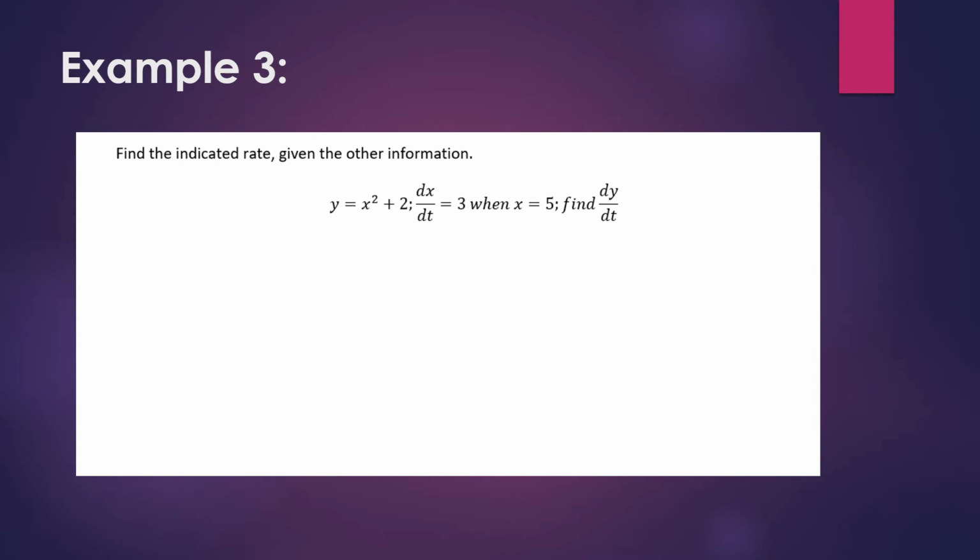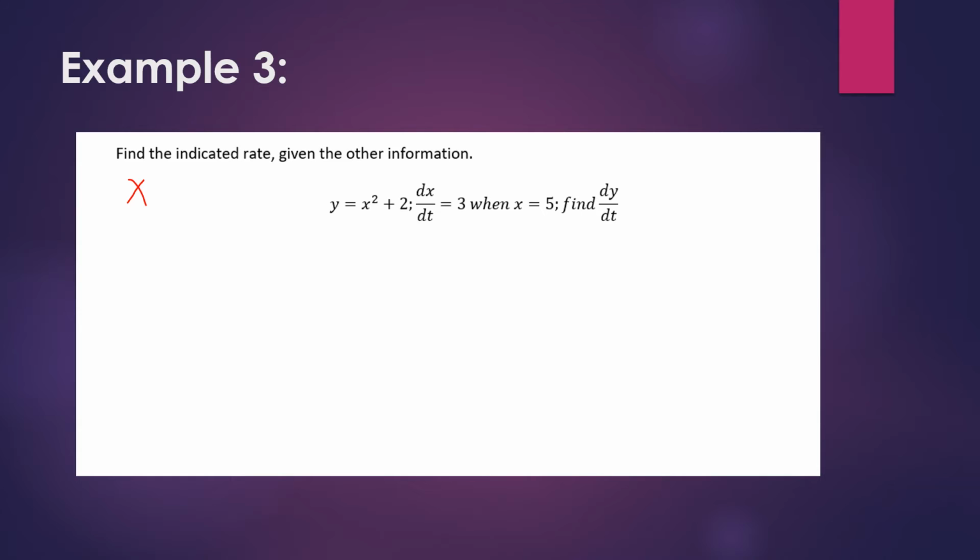All right, so example 3, it says find the indicated rate given the other information. So it says that y equals x squared plus 2, dx dt is 3 when x is 5, and they want us to find dy dt. Fortunately, this is not a real-world example, meaning we don't really need to draw a picture here. We just need to list off what our variables are.